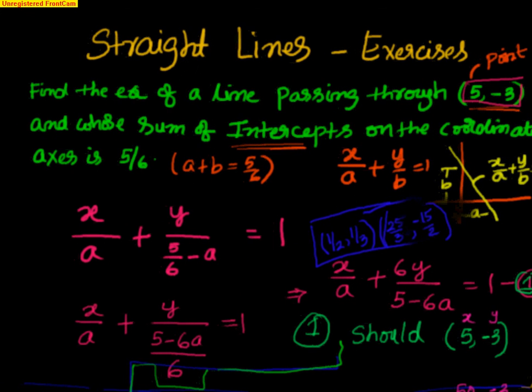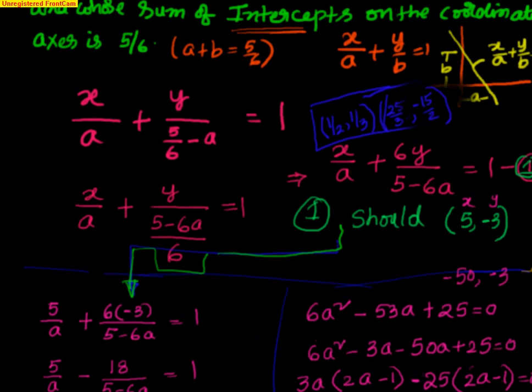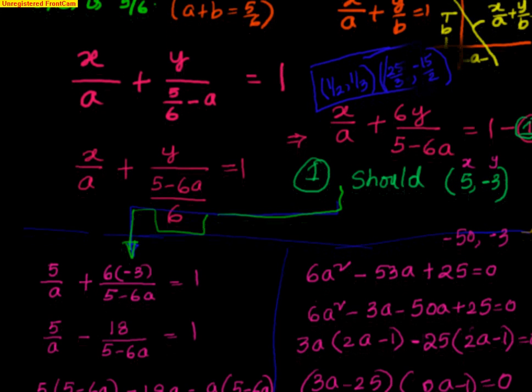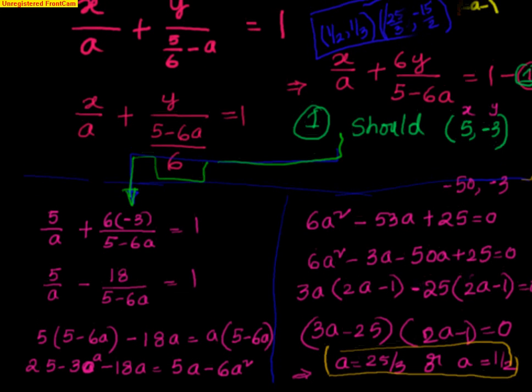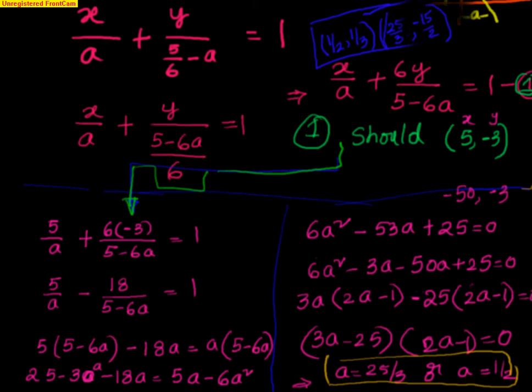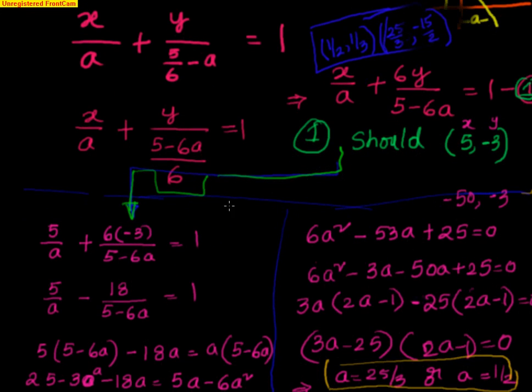So what we have done? We have solved a problem where we were told find the equation of a line passing through a point and whose sum of intercepts on the coordinate axis is 5 by 6. So how we proceeded? We started with the equation as it says intercept. We started with x by a plus y by b equal to 1. We know the relation between a plus b. So we have substituted that to get an equation in x and y only with respect to a's. After that, we know also that this line has to pass through the point 5 comma minus 3. So we substituted that here and we found the value of a.